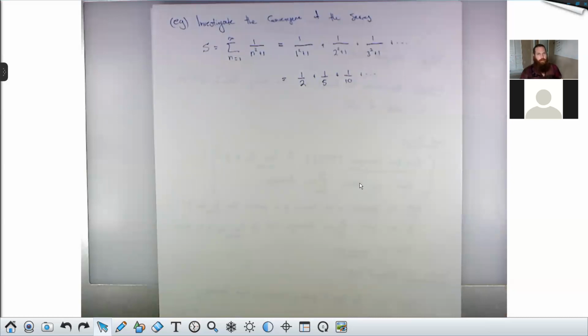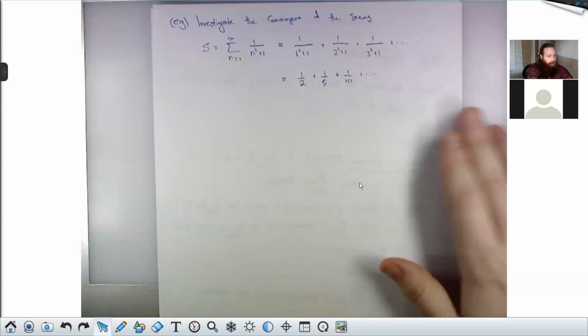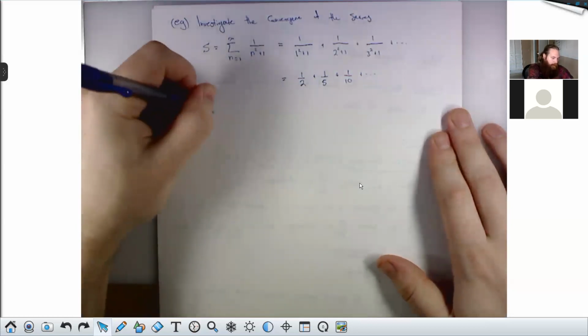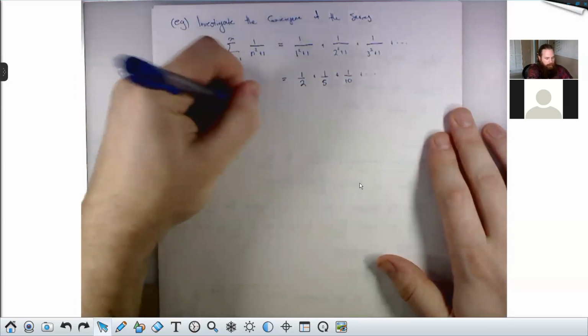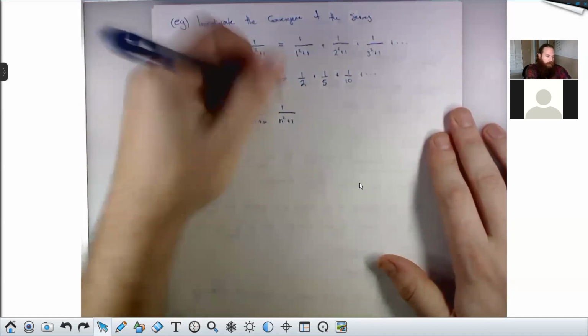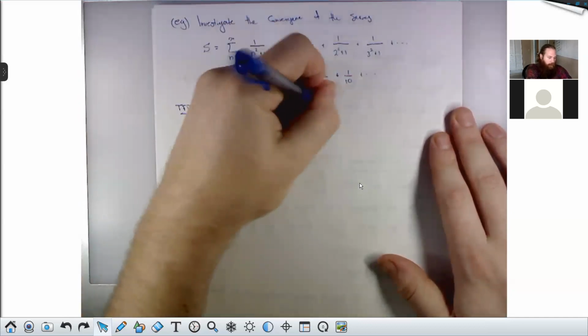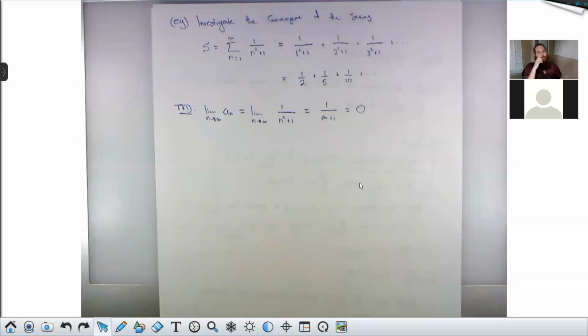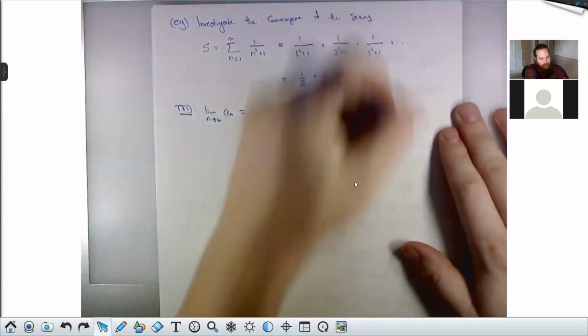And I want to know, does this converge or diverge? We can try TFD. Here, the limit as n goes to infinity of a_n is the limit as n goes to infinity of 1 over n squared plus 1, which is 1 over infinity plus 1, which is definitely 0. So what do we learn from TFD? Yeah, nothing. This is inconclusive.